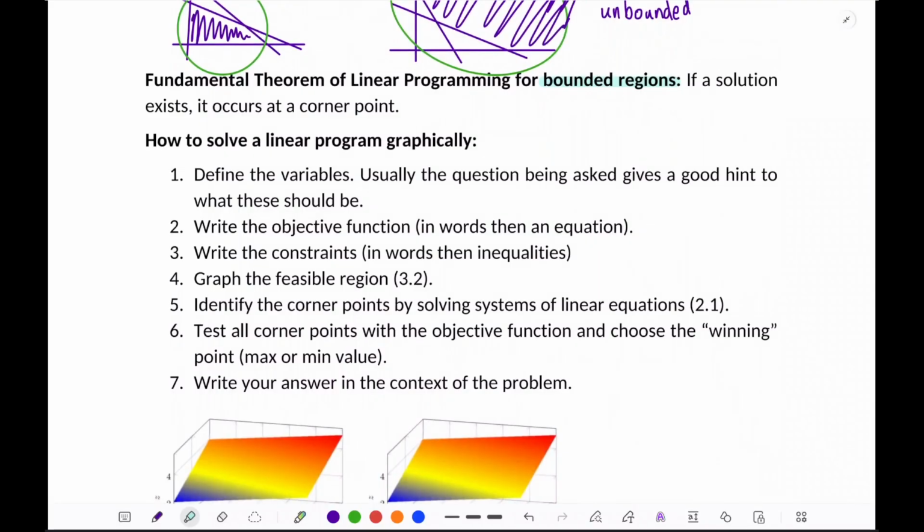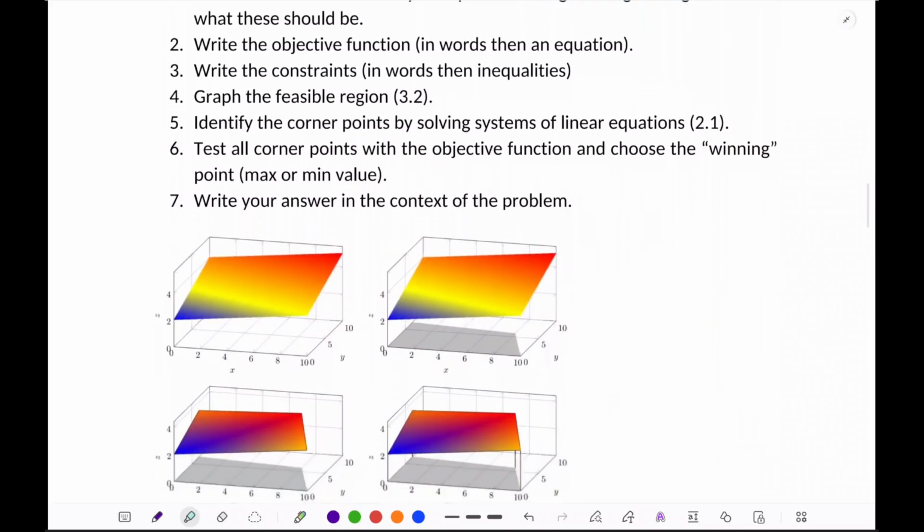How to solve a linear program graphically. Define the variables. Usually the question being asked gives a good hint to what these should be. Write the objective function in words, then in an equation. Write the constraints in words, then inequalities. Graph the feasible region, just like we did in 3.2. Identify the corner points, and like I said, sometimes this is going to be done by solving systems of linear equations, which is what we did in 2.1. Test all the corner points with the objective function and choose the winning point, the maximum or the minimum value. Write your answer in context of the problem.